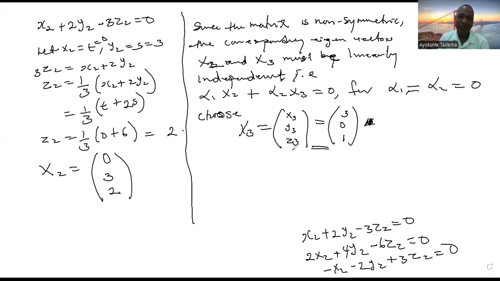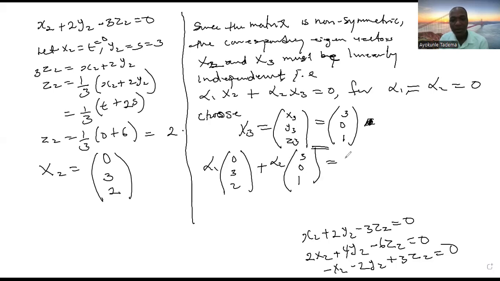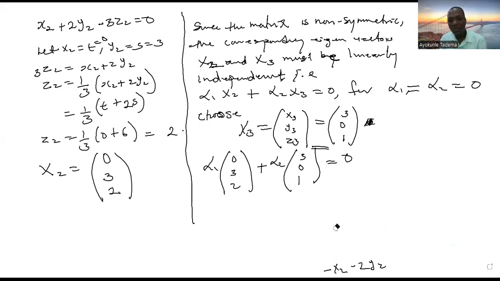third eigenvector. And how can you prove it? We can see here that when you try this, you see that it was linearly independent. How do I mean? Alpha 1, what is your x2? It is (0, 3, 2), plus alpha 2, what's your x3? (3, 0, 1), equals 0. Can we try and solve this? We will see whether they are linearly dependent or not.